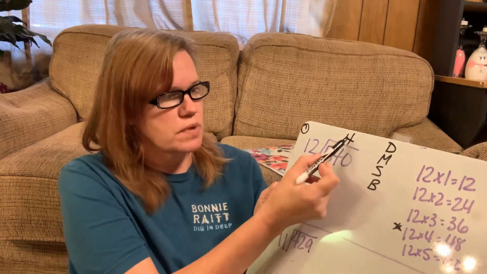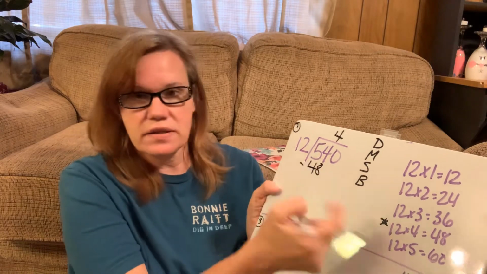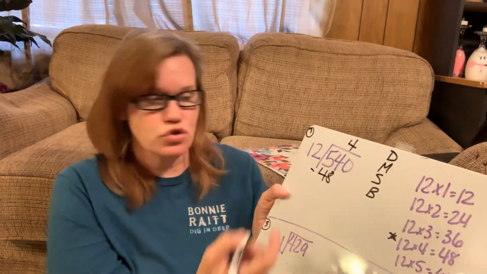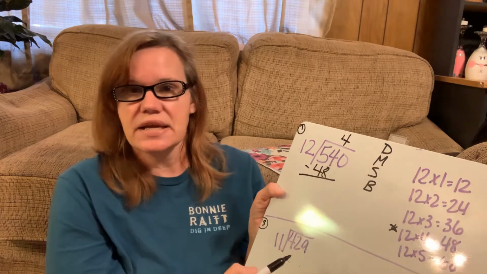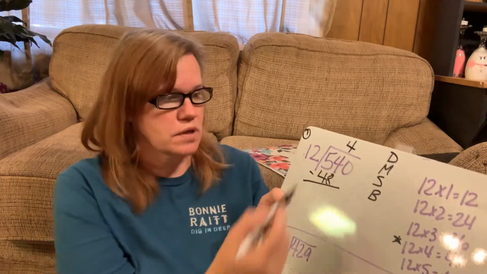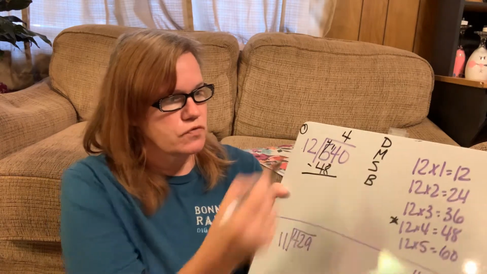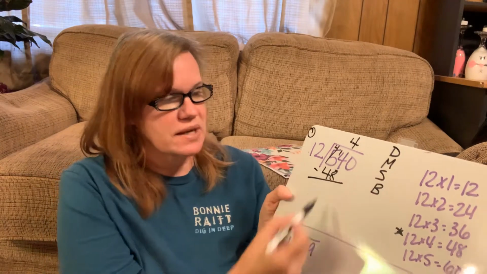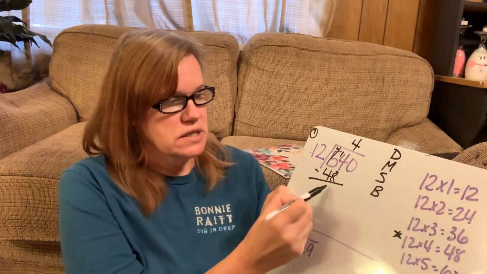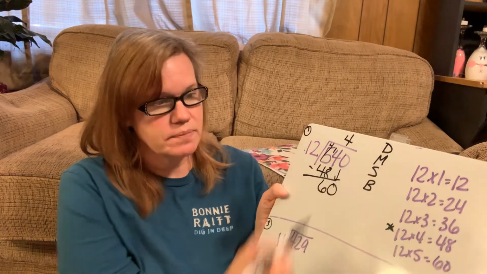So now I'll multiply. 4 times 12 is 48. That's the cool thing about writing those facts out. I already have my answers right there. Now I need to subtract. Can I say 4 minus 8? No, I cannot, because that bottom number is bigger, so I'm going to borrow. The 5 becomes a 4, the 4 becomes a 14. Now I can subtract 14 minus 8, and I get 6. Now I bring down the 0, okay?